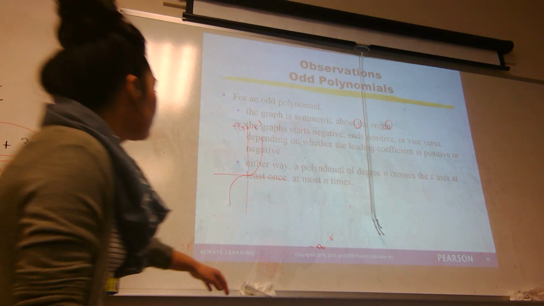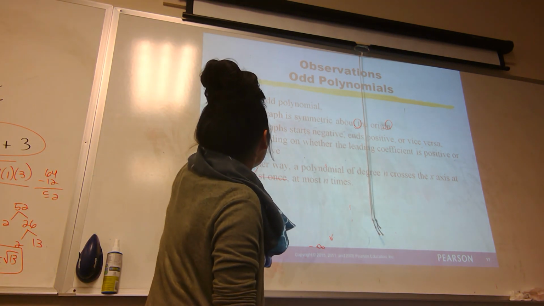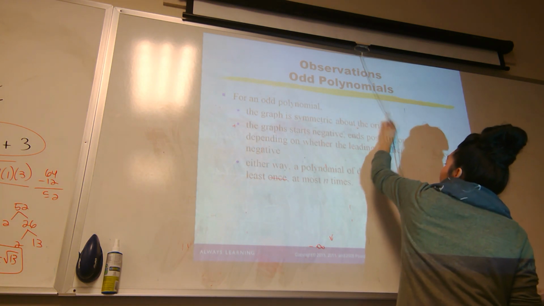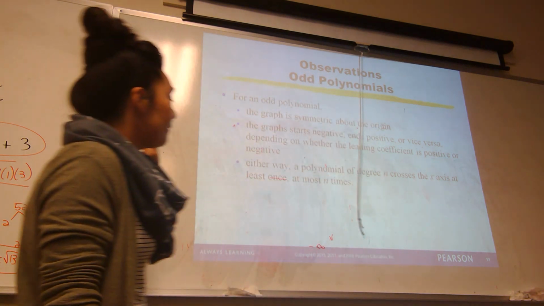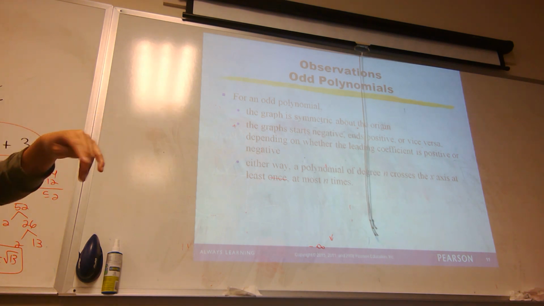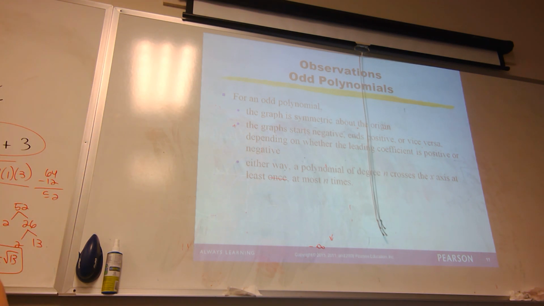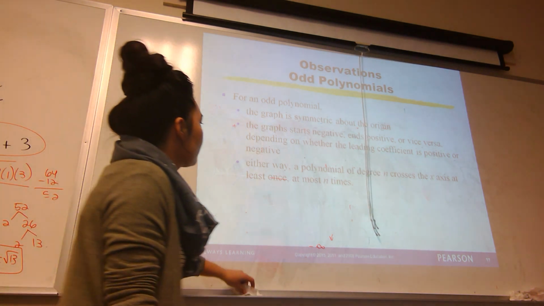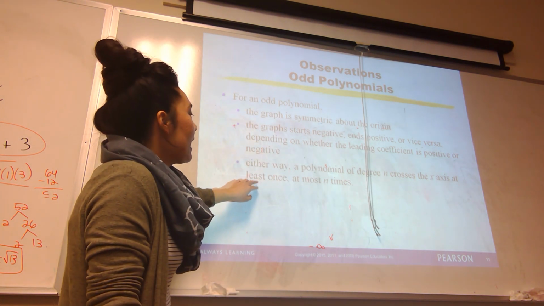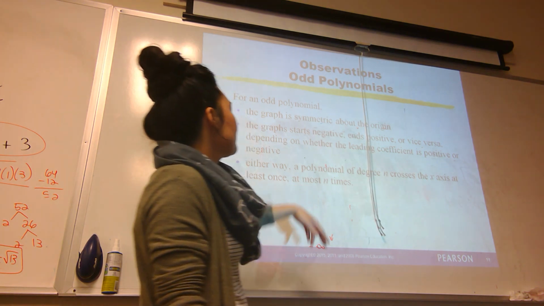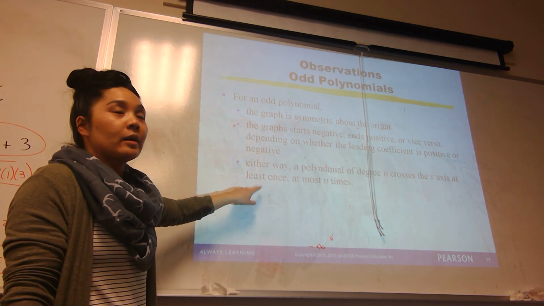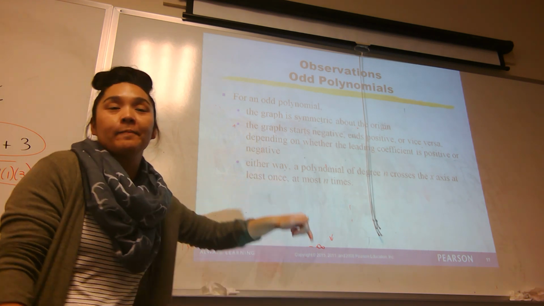For odd functions, here are some characteristics. The graph is symmetric about the origin for an odd polynomial. 1, 3, 5, 7, 9 starts negative and ends positive, or vice versa. And the polynomial of degree n crosses the axis at least once and at most n times. Okay, so not n-1. So at least once, so to the 5th power can cross up to 5 times, right?